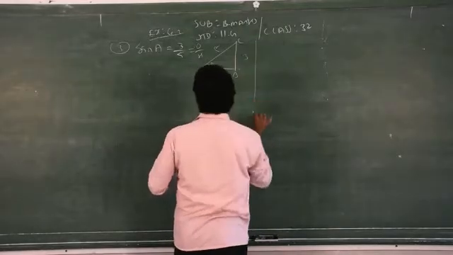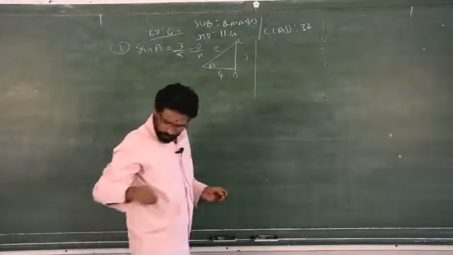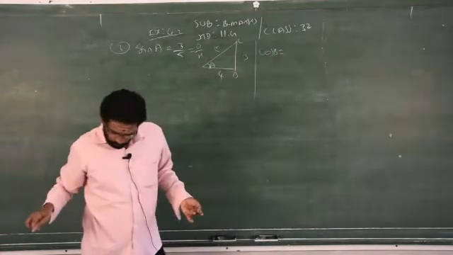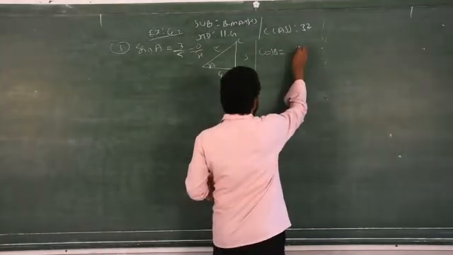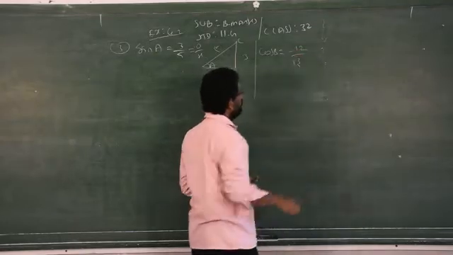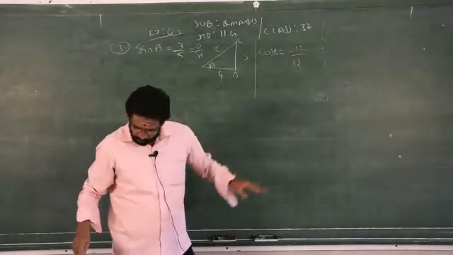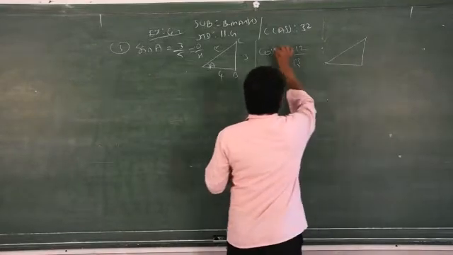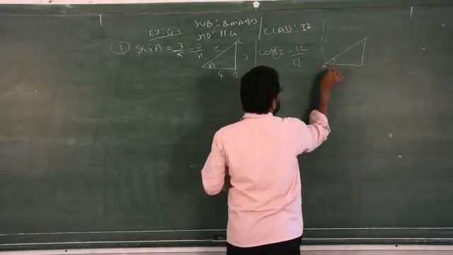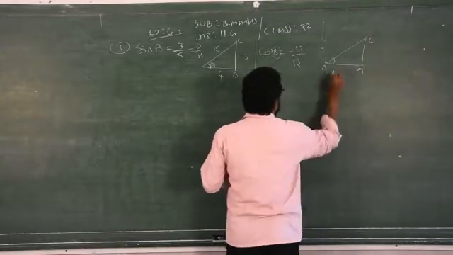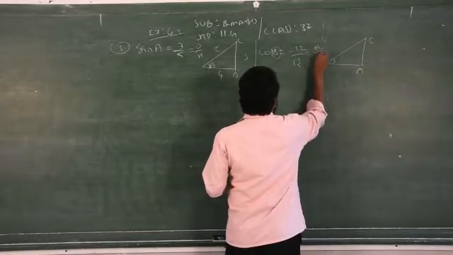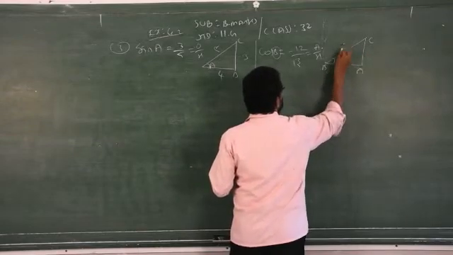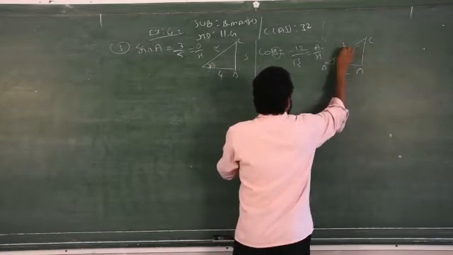Another value is given: cos B is given as minus 12 by 13. I told you already the reason why they are introducing the minus sign, but when you mark it in the diagram, you don't take the negative sign. Clear? So B is given, therefore you take this as angle B. Cos is adjacent by hypotenuse, so this is the opposite side, this is the hypotenuse, this is the adjacent.